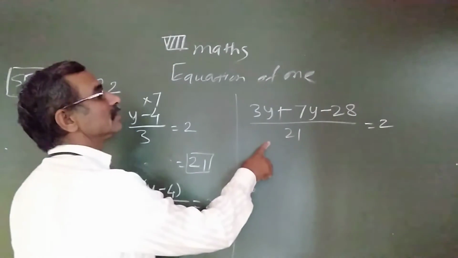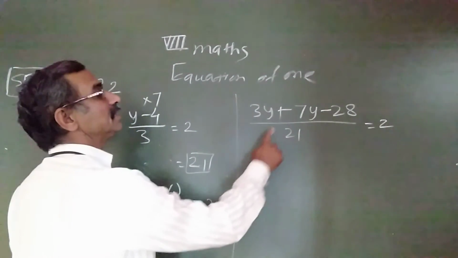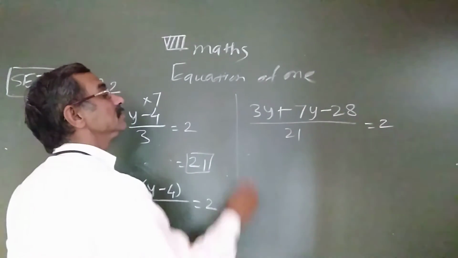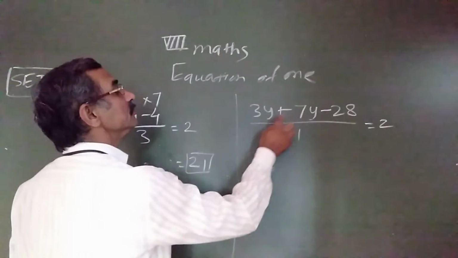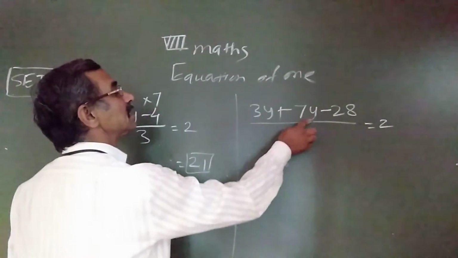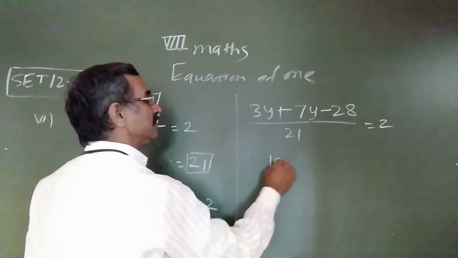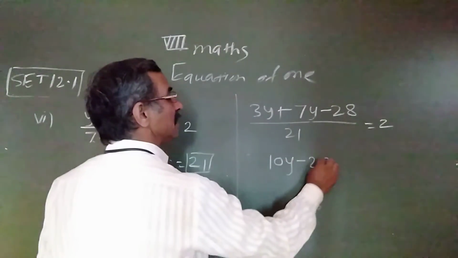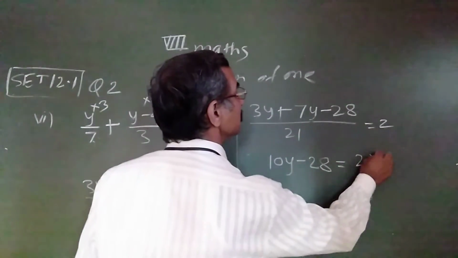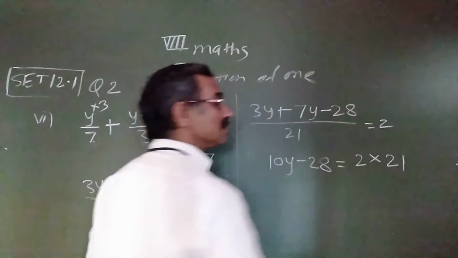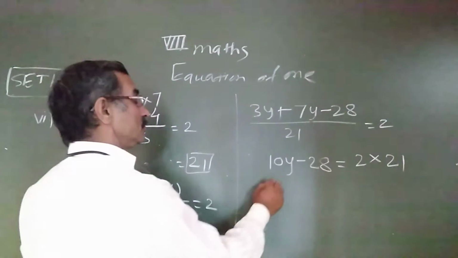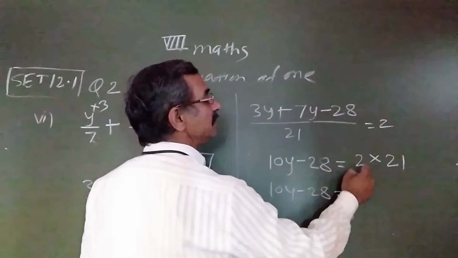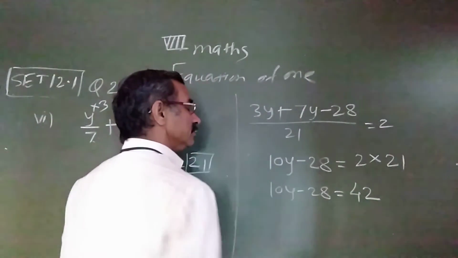This 21, after changing the side, will become multiplied. Now we add these two, 7y plus 3y. These are like terms, so their addition is 10y. 3 plus 7 is 10y. Minus 28 remains as it is, and this 21 multiplies the 2. So 10y minus 28 remains, and 21 into 2 is 42.